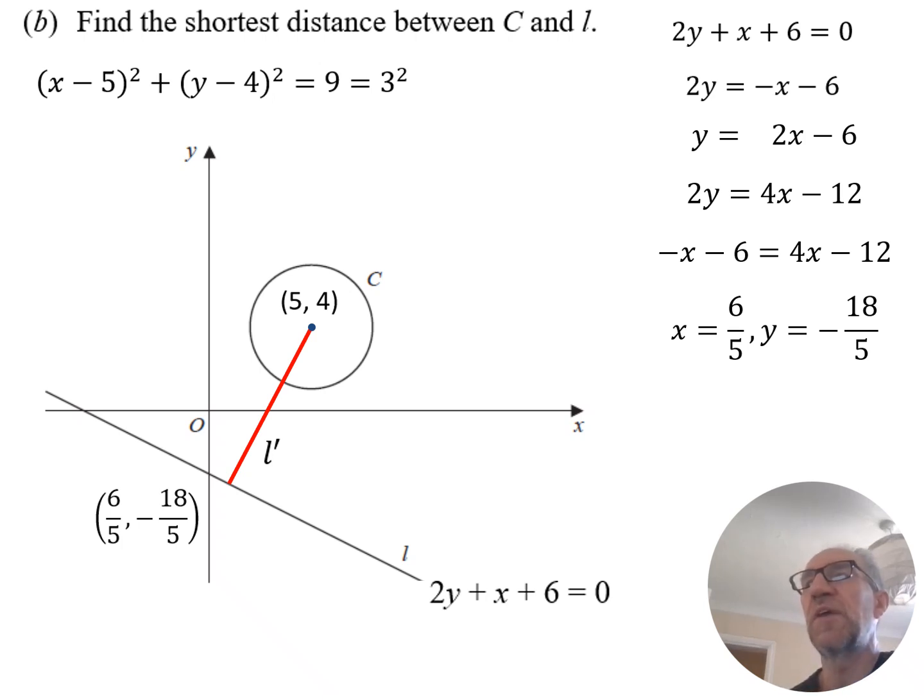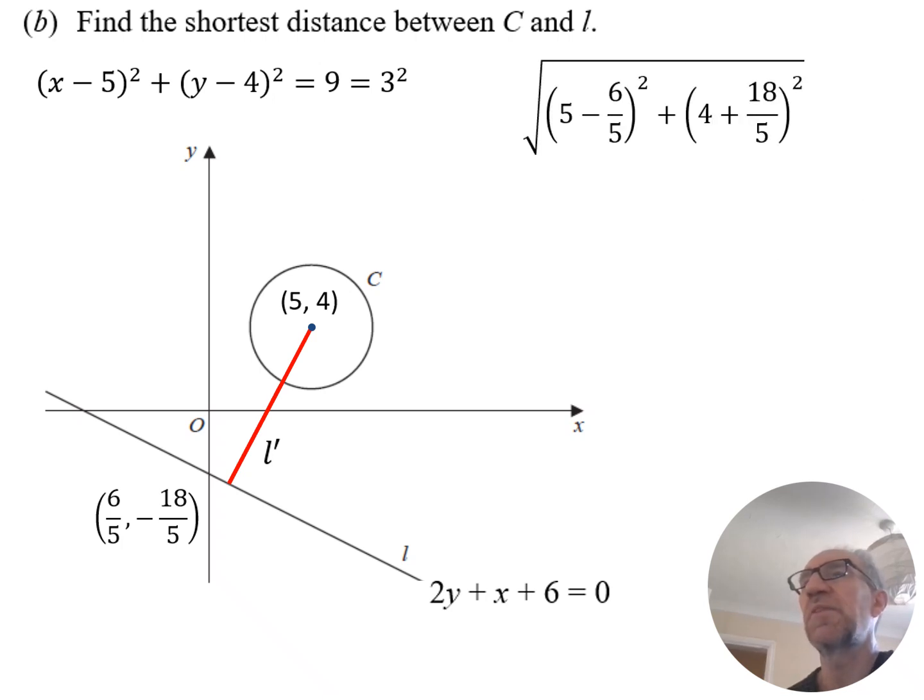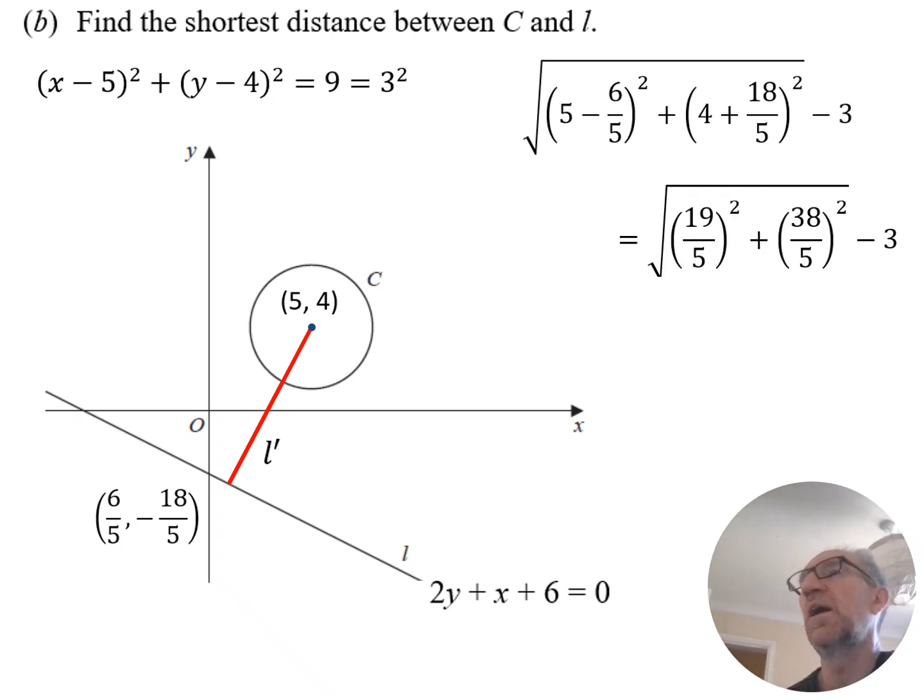What we're going to do then is find the length of this line, just using Pythagoras. Difference in the x's, 5 minus 6 over 5. Difference in the y's, 4 minus minus 18 over 5, so it's 4 plus 18 over 5. But I want this distance here, so I need to subtract 3. This is 19 over 5 in the bracket there, and that's 38 over 5.